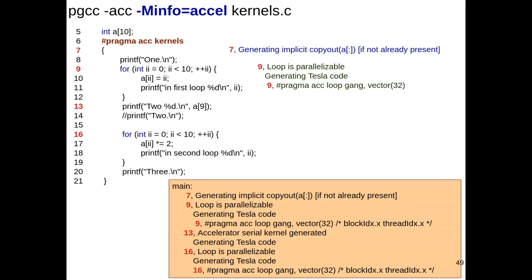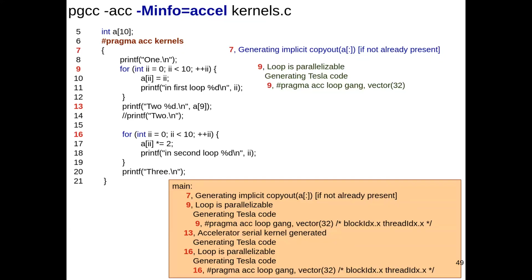Even if you declare int A of 10 inside, it's not guaranteed, but it can still happen that it will directly get allocated on the GPU. Yeah, that is possible. In this case, you are right that if I specify int A of 10 inside the #pragma acc kernels, maybe it can get allocated directly on the GPU and you don't need to allocate it on the CPU anyway.